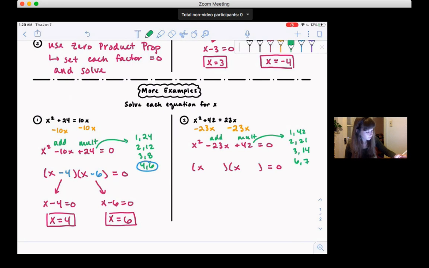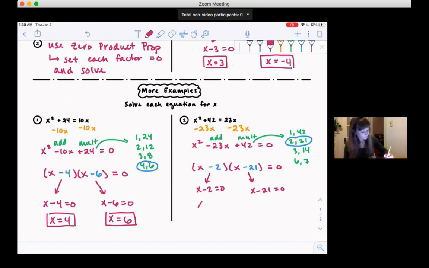Okay, so which pair could make minus 23? We can do it with 2 and 21, and we can do it if they're both negative again, right? A negative 2 and a negative 21 would combine to a minus 23. So negative 2 and negative 21 go in our factors. And now we're ready to use our zero product property. So we have two things being multiplied to equal 0. That means one of them has to be 0. So either x minus 2 equals 0 or x minus 21 equals 0.